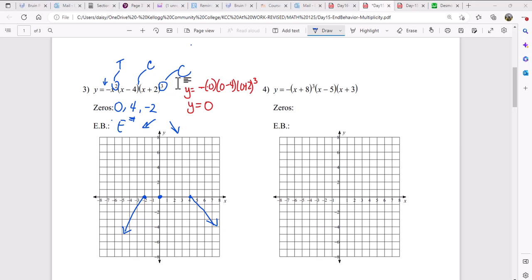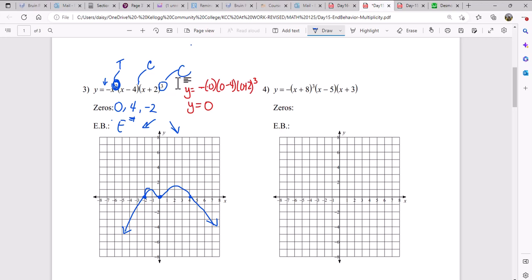So that means, again, at -2, it's got that odd, so it's going to cross. At 0, we're not quite sure what it is, but I know that it definitely touches. It doesn't go through because, again, at 0, it had that even multiplicity. And then it comes back up and goes down.